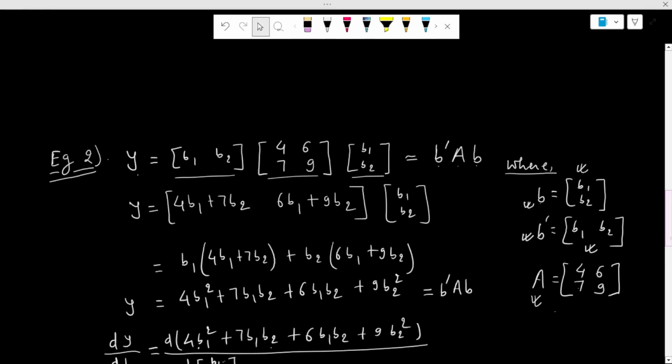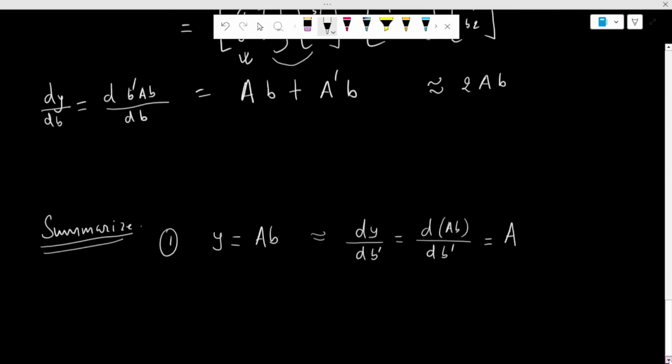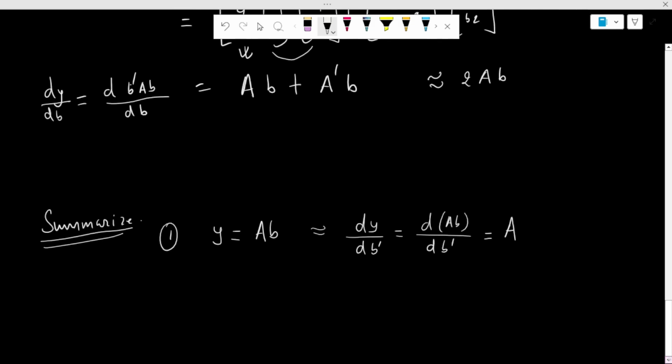Similarly, the derivative of y with respect to beta, we got this result: the derivative of beta transpose AB with respect to beta is AB plus A transpose B, where A is not symmetric. Had A been symmetric, then A and A transpose would be equal, and we would have twice AB. Let me again write this result.